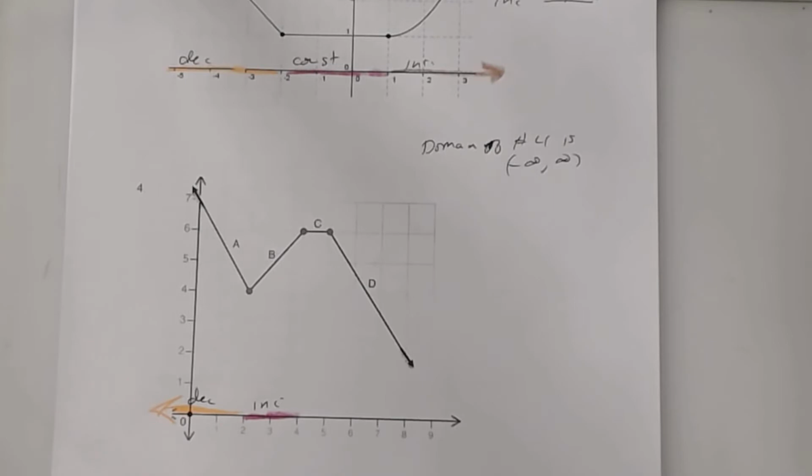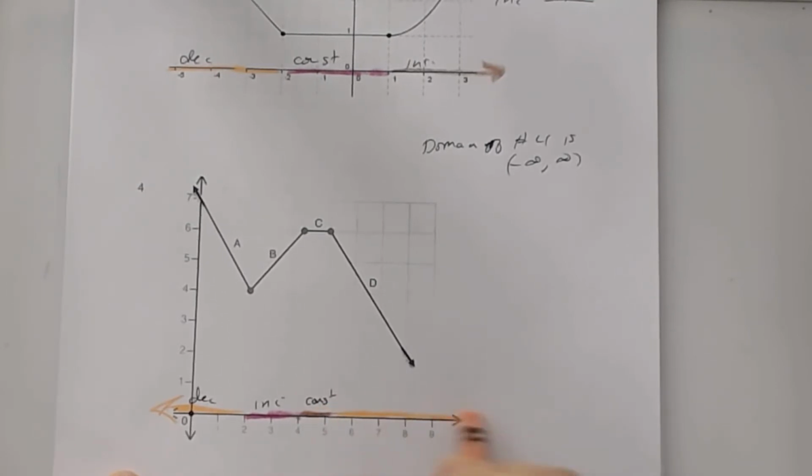And then from, just use a different color. You don't have to be consistent with your coloring, but if you want to make your orange decreasing, then do that. 4 to what? 5. What is your function doing? Constant. All right. So that's constant here. And then I'm going to use orange because I use it for decreasing. So from 5 to what? Infinity. What are your y values doing? Decreasing.